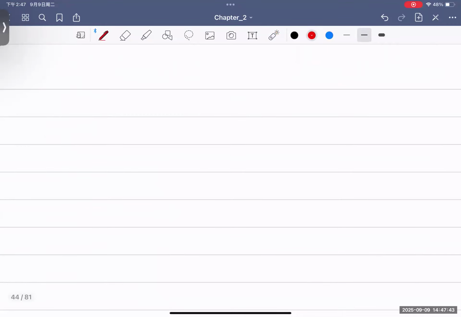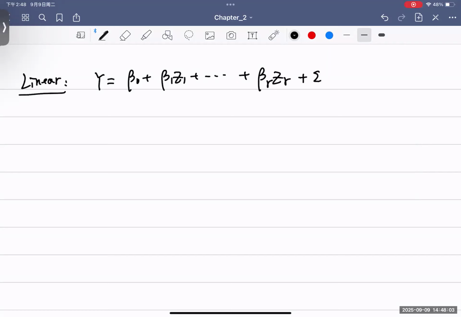Our original model is Y equal to beta 0 plus beta 1 Z1. This is our linear model, with some assumptions of course. And what we are trying to do is, given the data, find a least square estimate.